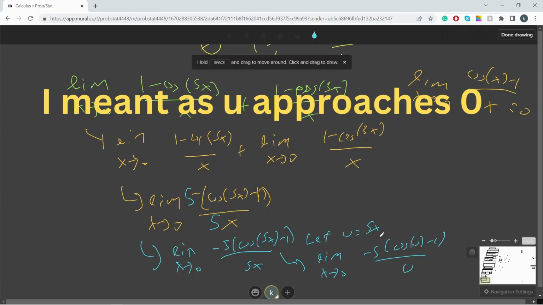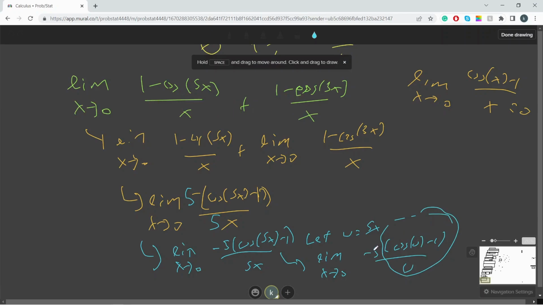This negative 5 is a constant multiplier, but that doesn't really matter because the limit as x approaches 0 of cosine of u minus 1 over u is just going to go to a big fat 0, and negative 5 times 0 is a big fat 0. So this limit right here is just going to go to 0. And likewise, because this form right here is similar to this form right here, this is also going to go to 0. So this limit goes to 0.